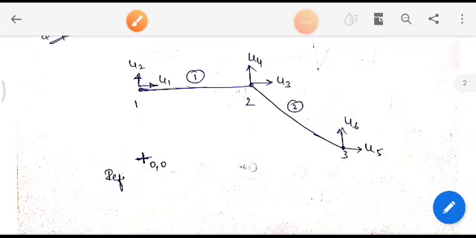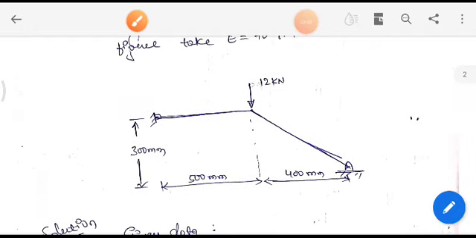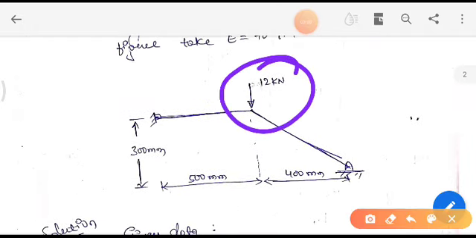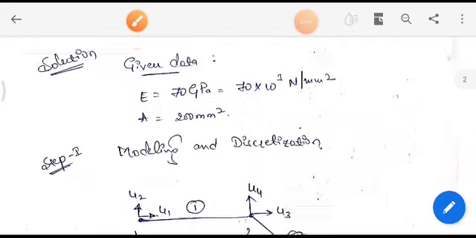And as we know, in the given problem the load is applied exactly at node 2 in the negative y direction. It is in the negative y direction, the downward direction. So we'll proceed further.